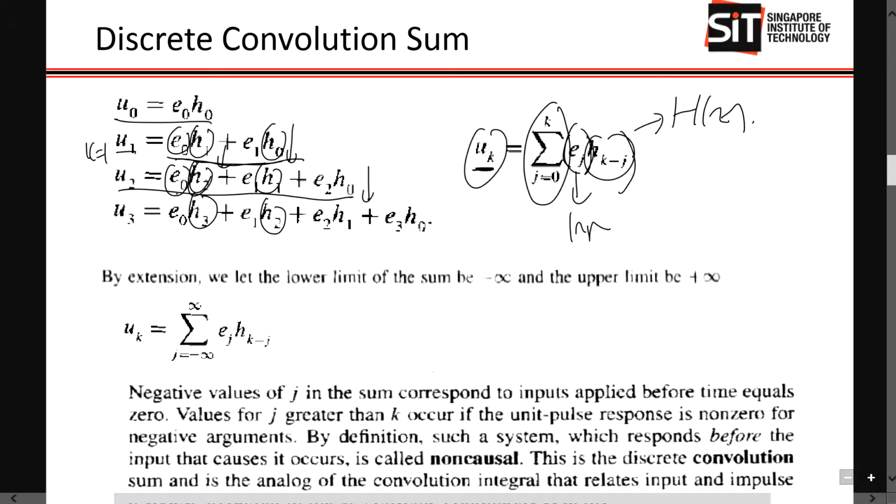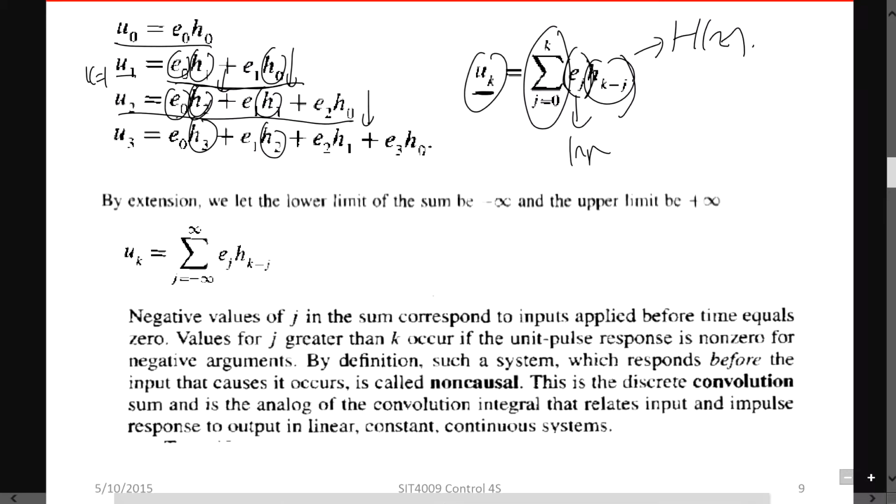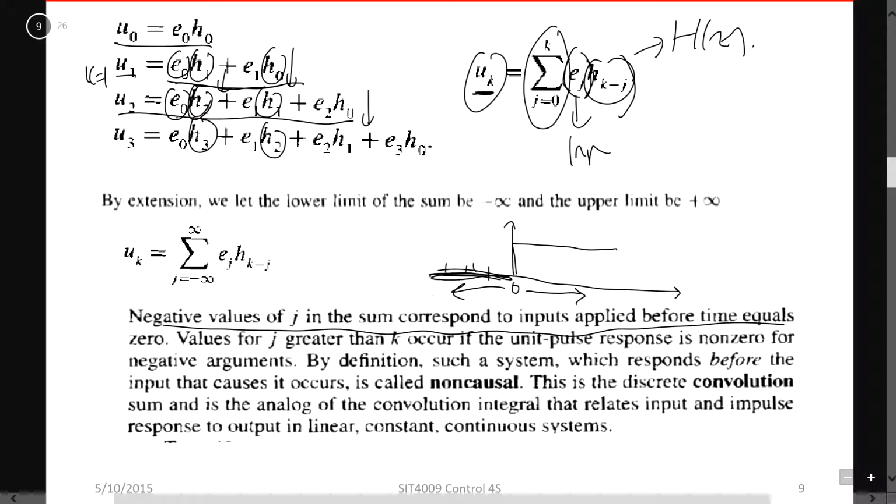Just take a look. Something that you may need to know, but we didn't discuss, but at least something that you should know is there, something that we have gone through. This part is telling us that the negative values of j in the sum correspond to inputs applied before time equals 0. If you still remember, our unit step input or exponential is always from time equals 0 onwards. For time toward negative infinity, they are all simply 0. So we're assuming this case, then we can use a certain stuff, and therefore that's the case.